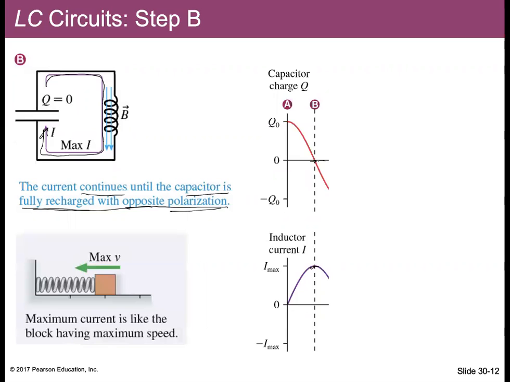And that's just like right here at this point. So we're now right here at this point where we have a maximum velocity. And so right now, maximum current occurs, and that's like having the block at maximum speed. So right there, it's going as fast as it can and going in the opposite direction.